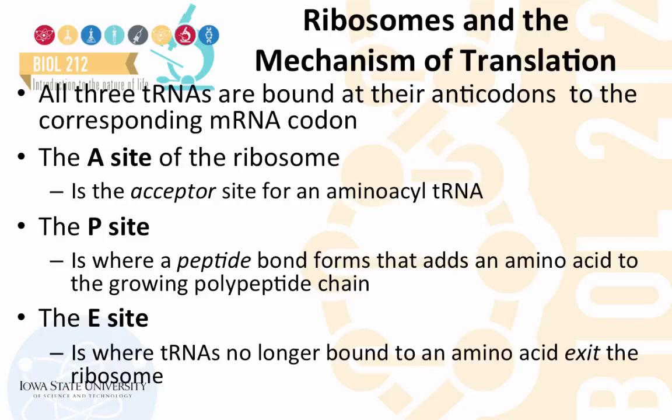The sites where these 3 tRNAs bind within the ribosome are called the A site, which is the acceptor site for amino-acyl tRNA, the P site, where a peptide bond forms that adds an amino acid to the growing polypeptide chain, and the E site, where tRNAs no longer bound to an amino acid exit the ribosome.